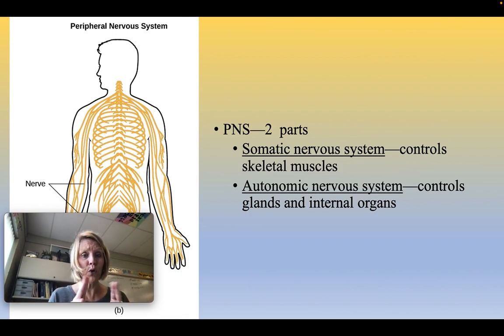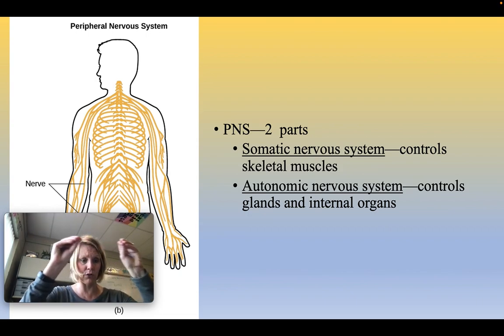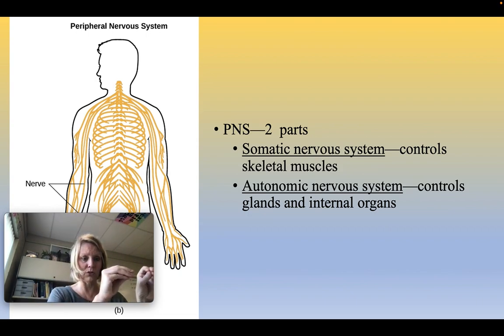So there are two parts of the peripheral nervous system, and this is where I want you to leave a little bit of space, whether it's in the margin of your notes or somewhere, because we're going to diagram this out. So we're going to have the nervous system, the central nervous system, and the peripheral nervous system. Then the peripheral nervous system we're going to break down further into two parts, the somatic and the autonomic.